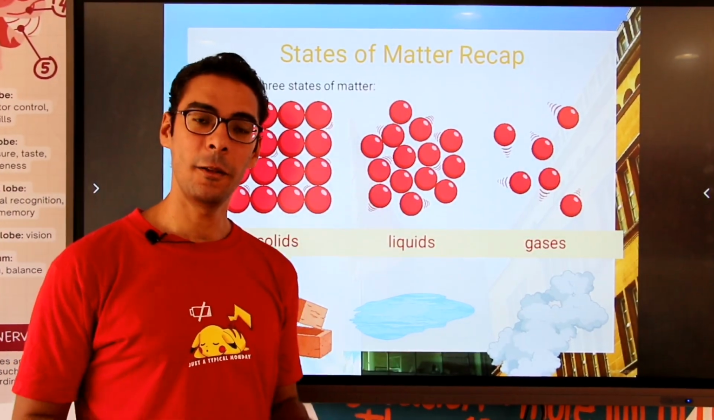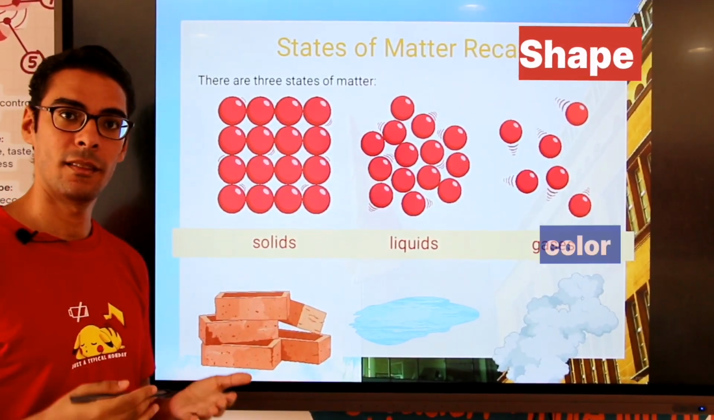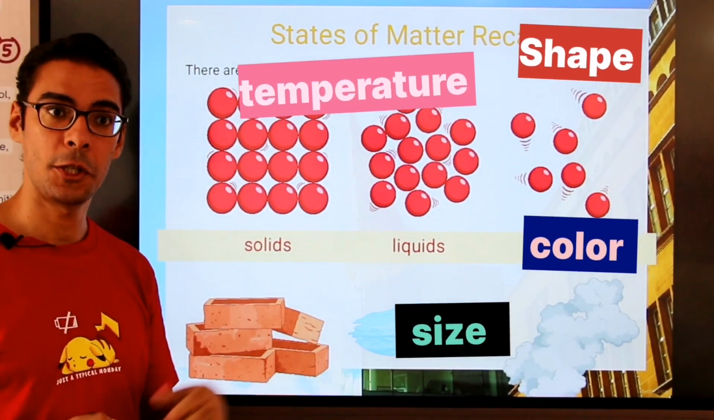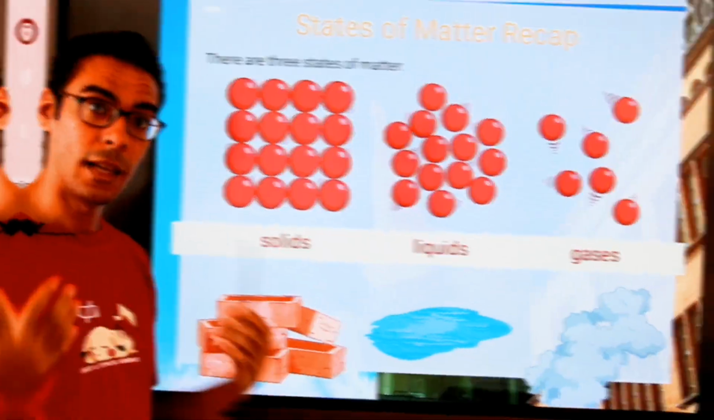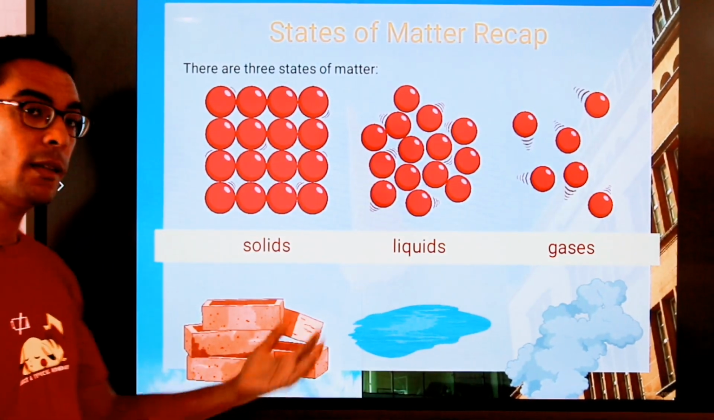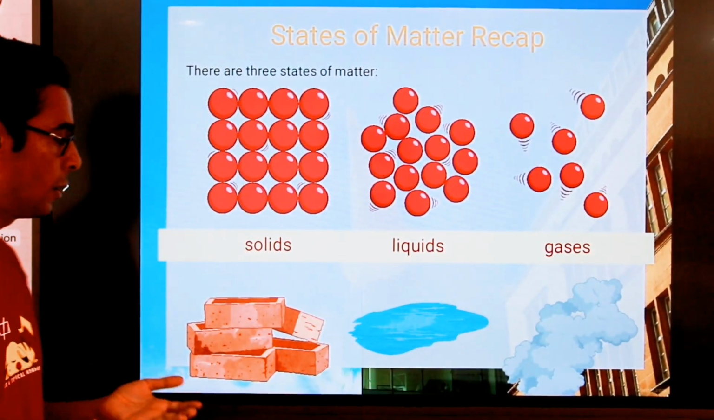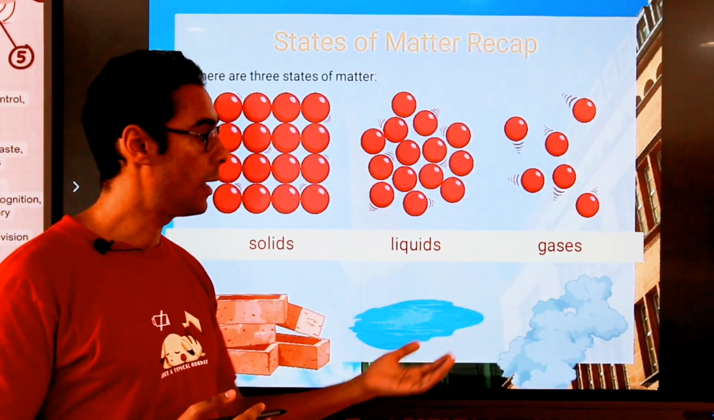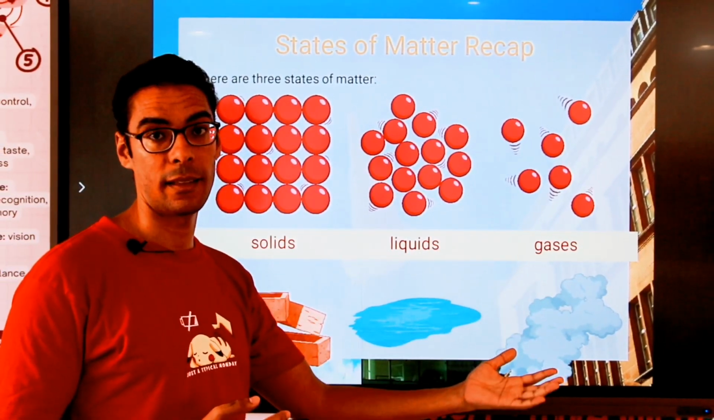Welcome back. Although the states of matter are different in the shape, the color, the size, the temperature, even in the hardness, the essential difference that is found between them all is in the state itself. What makes solids solids? What makes liquids liquids? And what keeps the gases like that?